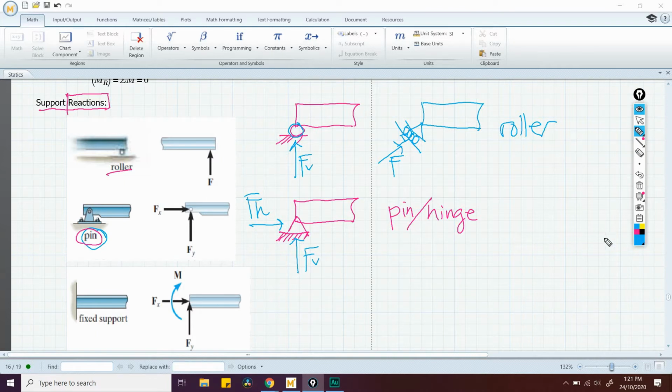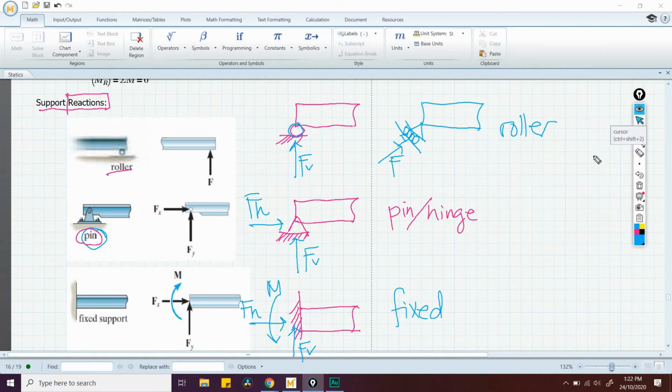So, next natin naman is yung tinatawag na fixed support. Yung fixed support, tatlo naman ngayon dyan yung reaction natin. Siyempre, meron tayo nung vertical, FV, meron tayo nung horizontal, tapos meron tayong moment. Ayan. Kasi dahil nga fixed siya, magka-recreate siya ng moment. So, ayan yung ating mga common supports. Ngayon naman, apply na natin siya doon sa iba't ibang force systems natin.